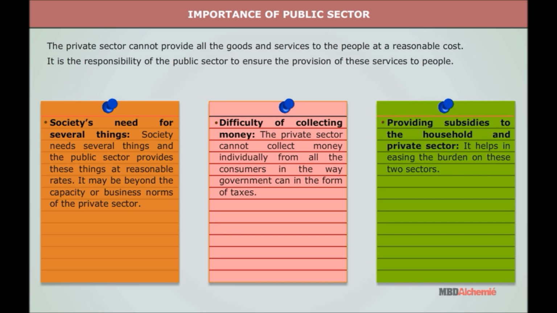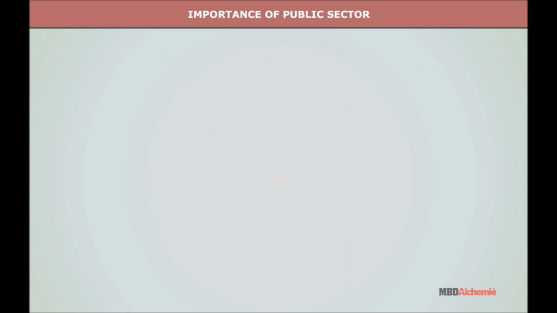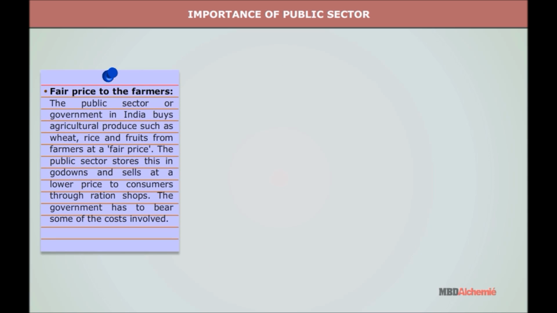Providing subsidies to the household and private sector. It helps in easing the burden on these two sectors. Fair price to the farmers. The public sector or government in India buys agricultural produce such as wheat, rice and fruits from farmers at a fair price. The public sector stores this in godowns and sells at a lower price to consumers through ration shops. The government has to bear some of the costs involved.